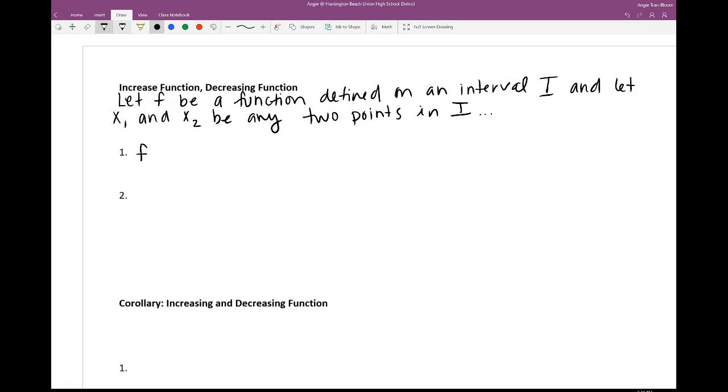f increases on interval I if x subscript 1 is less than x subscript 2. That means, as a result, f of x subscript 1 is less than f of x subscript 2. Okay?